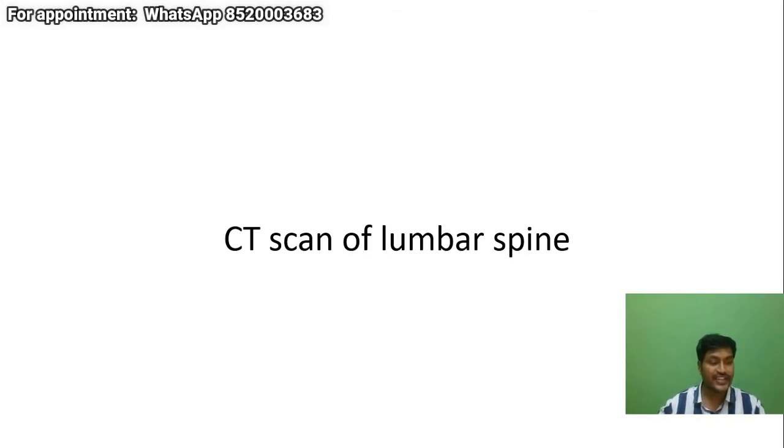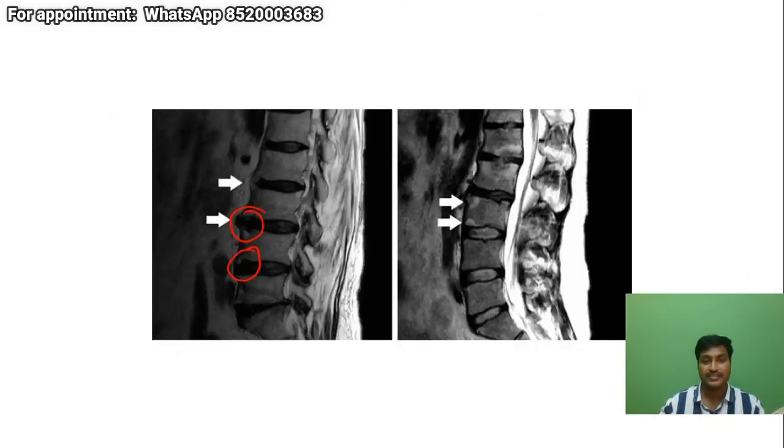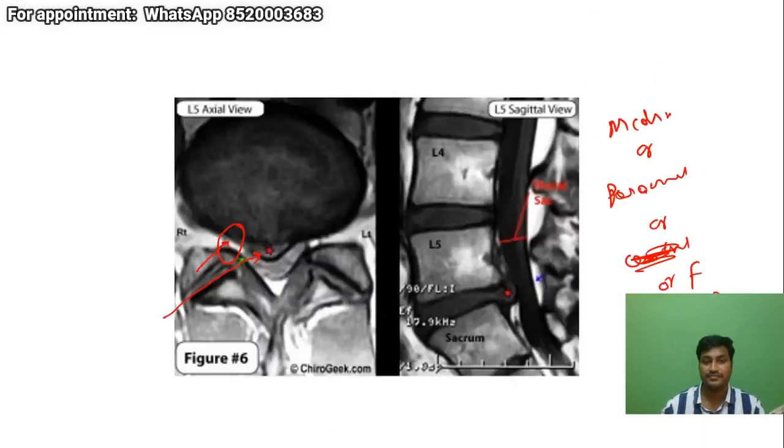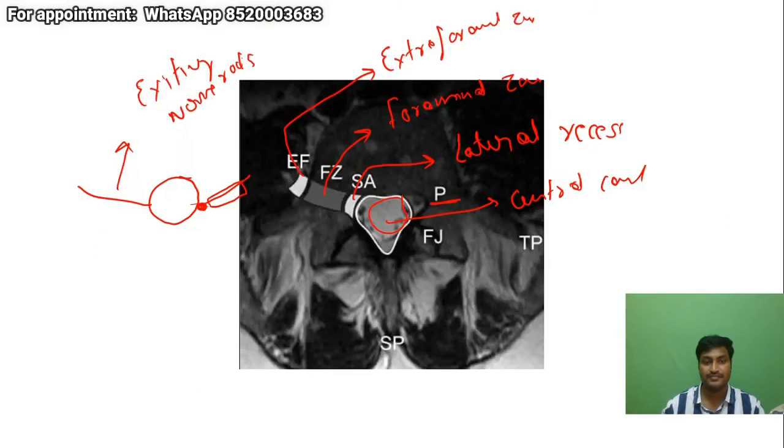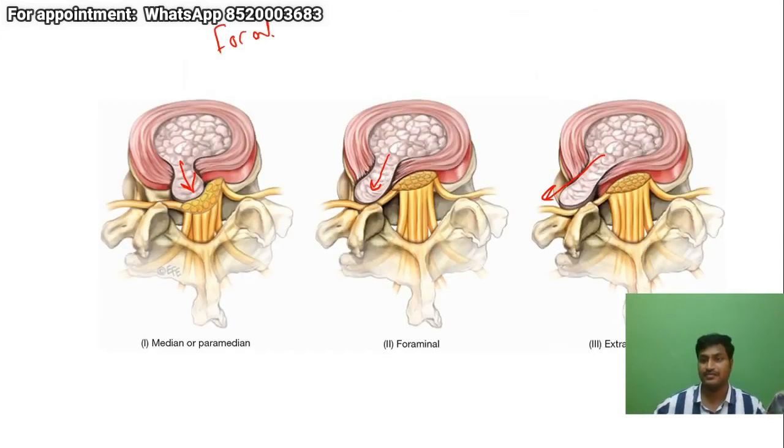Dr. Ashwin is asking, can you explain median and paramedian? It's very simple. In an axial cut, these are the pedicles. If it is exactly in the midline like this, it's median. If it is slightly lateral to the midline, it's paramedian. As simple as that. Midline is median, just lateral to median is paramedian.